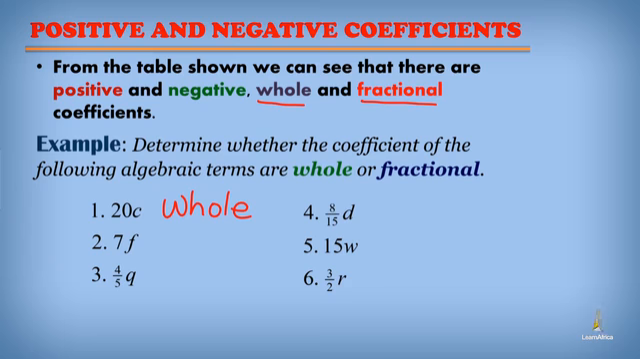And then we also have 7f. 7 is also a whole number. So our coefficient here is also whole. Now, looking at this, we have a fraction as the coefficient. It means our answer here is going to be a fractional coefficient. The reason is because we have a fraction as the coefficient. We have 4/5, the numerator 4, and the denominator 5. So our response to this question is going to be fraction.